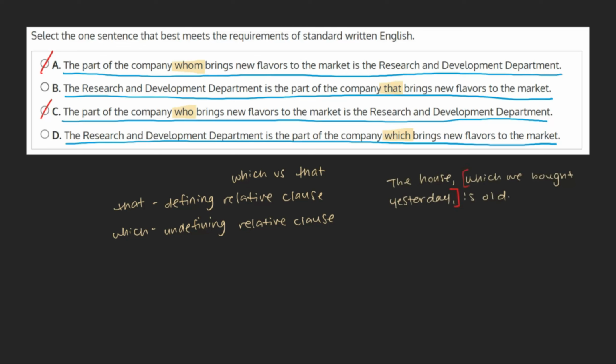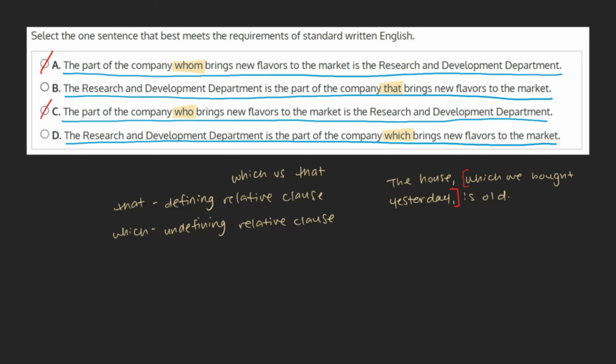In the sentence, the house, which we bought yesterday, is old, we can remove the phrase, which we bought yesterday, and still have an understandable sentence. The house is old, which is what the speaker is trying to convey. On the other hand, that is usually used with a defining clause, or a clause that can't be removed without sacrificing the meaning of the sentence. It helps specify what exactly the speaker is talking about.